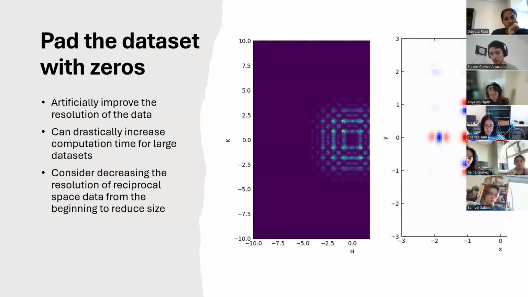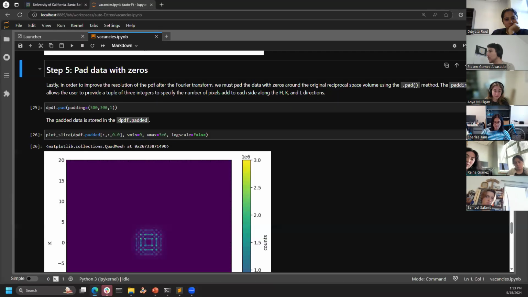So one strategy to reduce the file size, or reduce the intense computation use on your computer, is to artificially rebin your data from the start to make your scattering data lower resolution. That way, you're effectively reducing the strain on your computer at this stage. Okay, so let's go ahead and see what that looks like in terms of the code.